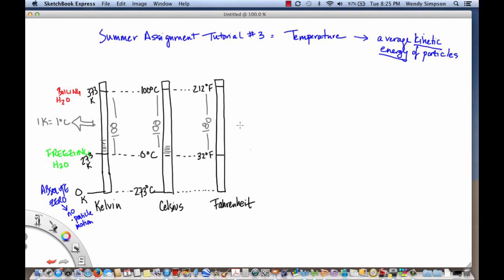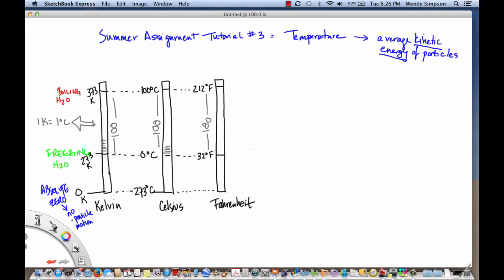So those are the basics of these temperature scales. Remember that absolute zero means no particle motion, and that is 0 Kelvin. That's equal to minus 273 Celsius. The freezing point of water is 273 Kelvin, but 0 degrees Celsius. The boiling point of water is 373 Kelvin, or 100 degrees Celsius.